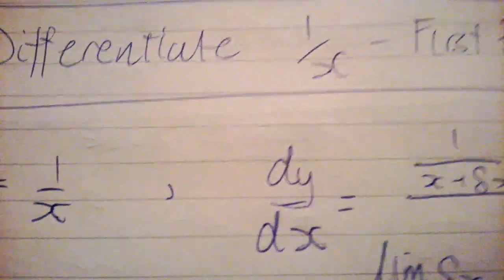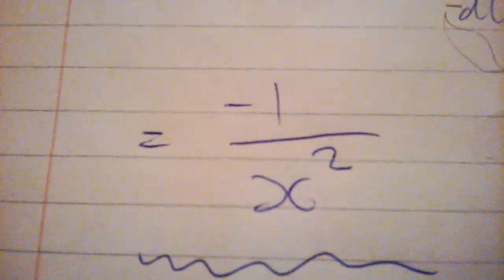So the derivative of 1 over x from first principles is minus 1 over x squared.